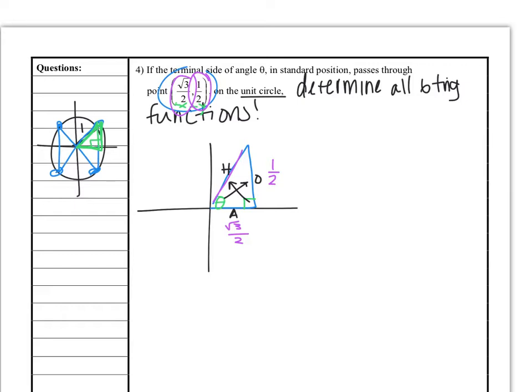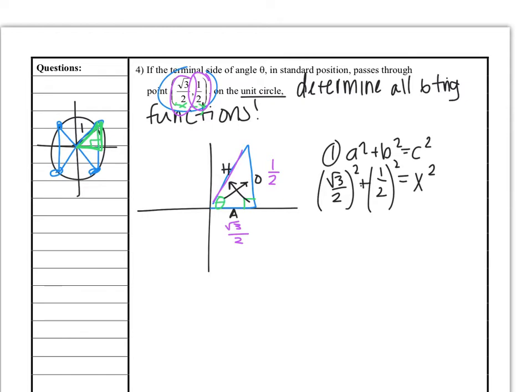So we've got a squared plus b squared equals c squared, of course. And our hypotenuse is unknown, so that's the x squared in this case. We have square root 3 over 2 getting squared plus 1/2 getting squared. And again, you can type this right into your calculator. This first one will give you 0.75. The next one will give you 0.25. This sums to 1 equals x squared.